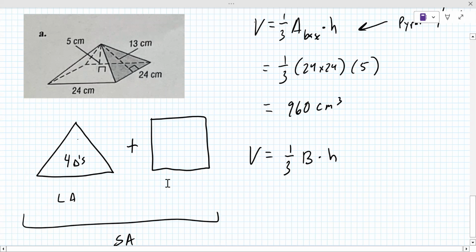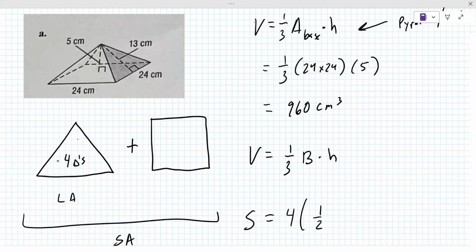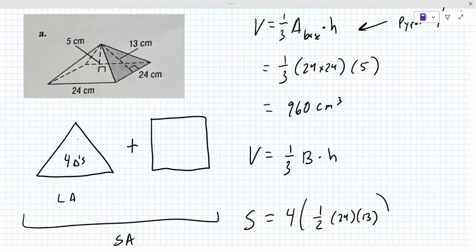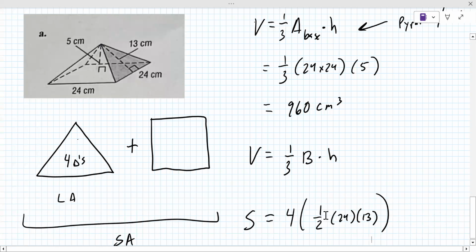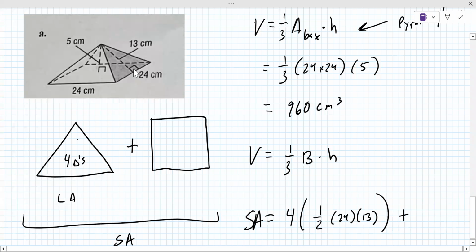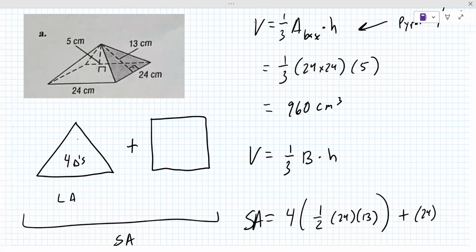To find it, there is a formula, but you can also say, okay, I've got 4 triangles. How do you find the area of a triangle? 1/2 base times height; the base is 24, the height is 13. So inside parentheses, 1/2 times 24 times 13, that's the area of one of these triangles. But there are 4 of them because you're going all the way around. Plus, you need the area of the base, which is 24 times 24.